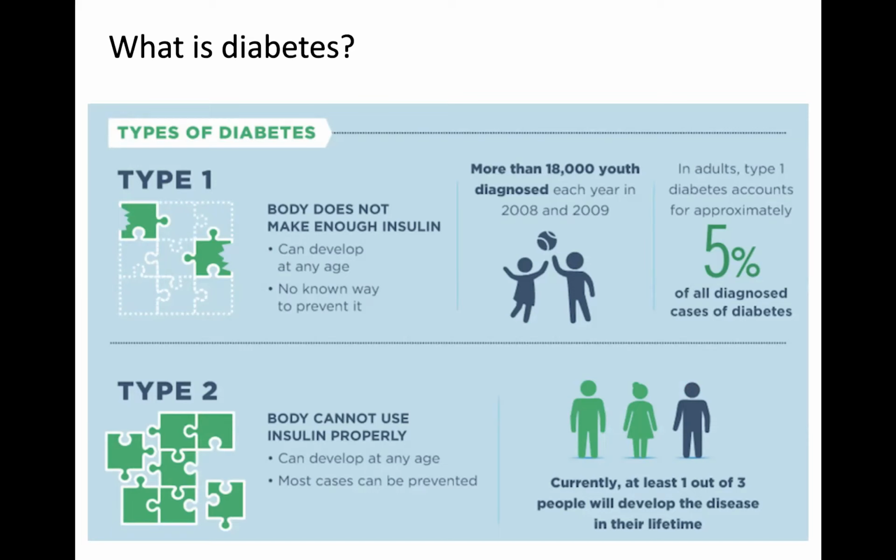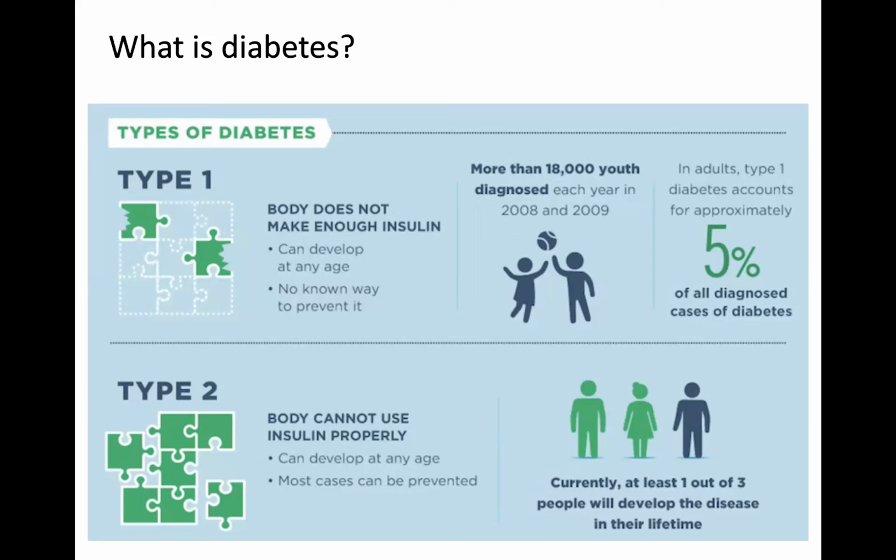In type 2 diabetes, your body might make insulin, but the cells could be immune to it or resistant to it or just not recognize it. So you make insulin, but your body doesn't use it properly. And this is the one that can develop pretty much any time, especially as you get older or if you're pregnant. There's gestational diabetes. And most of these cases can be prevented with diet and exercise and maintaining correct blood sugar.